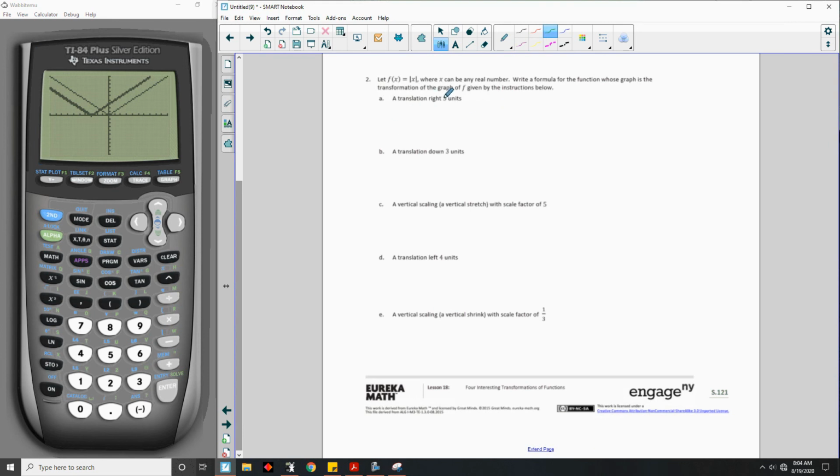So a translation right 5 units. Let's just call them different things. So let's call this g of x equals. A translation right 5: left-right is inside the absolute value bracket, and right 5 is going to be the opposite. So right 5 is going to be x minus 5.